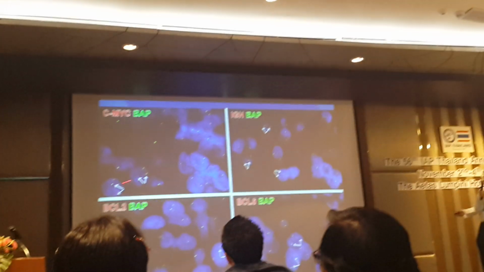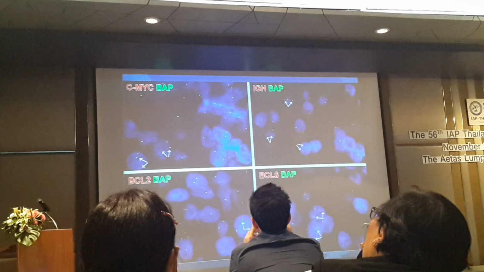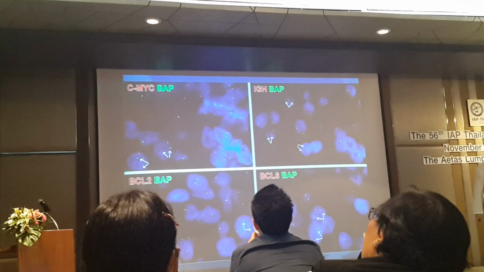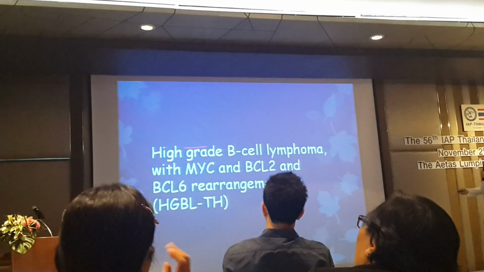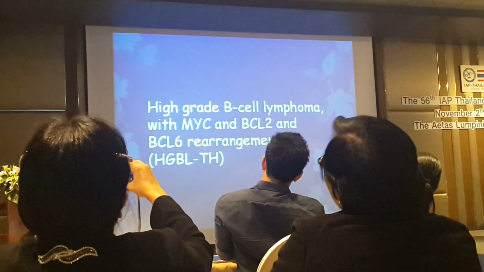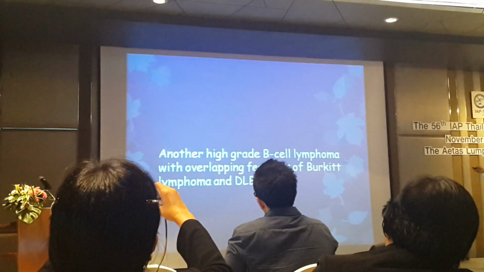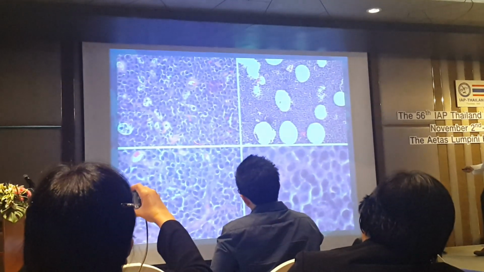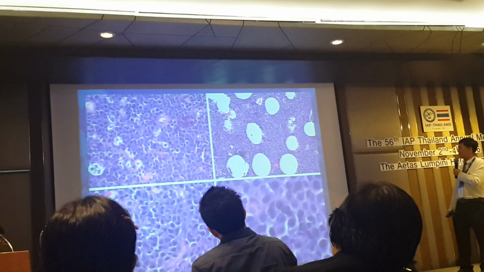This case has the rearrangement of c-MYC, rearrangement of IgH, BCL2, as well as BCL6. So it's a triple hit lymphoma, rearrangement of all three. This will go into this particular category of high-grade B-cell lymphoma with c-MYC and BCL2 and BCL6 rearrangements. Now, this is another case. This is another high-grade B-cell lymphoma with some overlapping features, some starry sky appearance, quite uniform-looking tumor lymphoid cells.